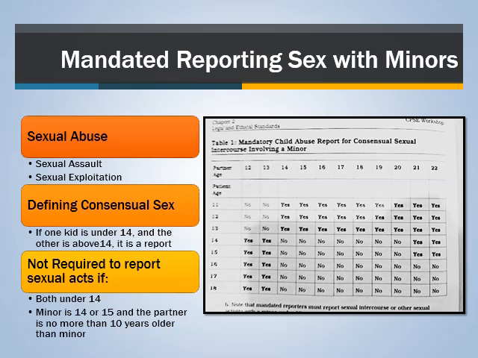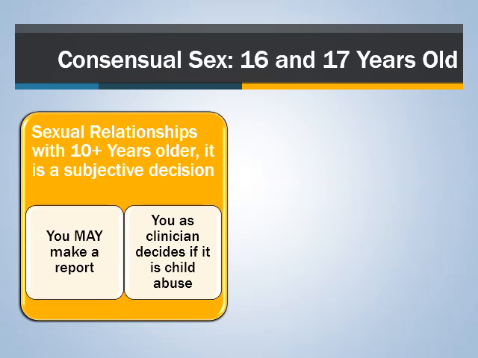So that's a little contradictory of this chart, which says that it's a mandatory report if a 14-year-old is having sex with a 21-year-old. So I guess, okay, maybe that is sexual acts, but once it's full intercourse, 21. Okay. And then the 16 and 17-year-olds, this is not mandated, it's a subjective decision. So 16 and 17-year-olds is the 10-year rule, but you decide if it's abuse.